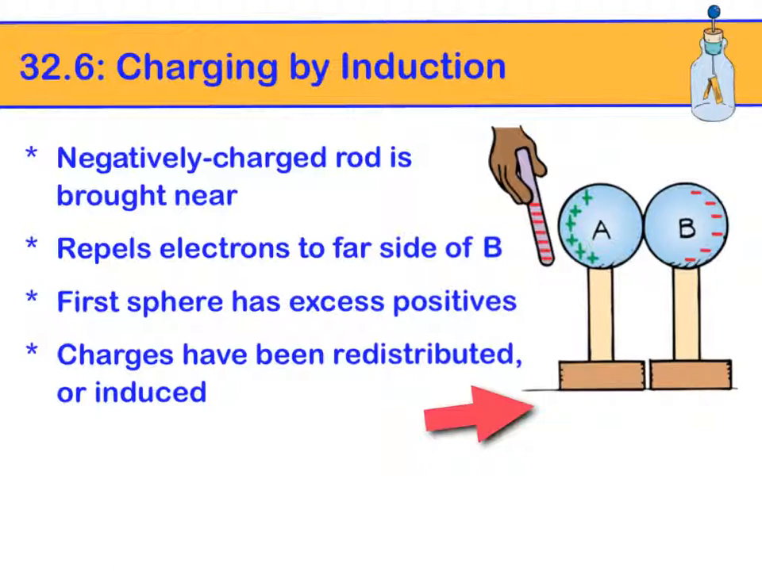Inside those spheres there were already some positive charges and some negative charges, but they were balanced. Now when we bring that negative rod near the spheres, notice it repels all the negatives to the opposite side of sphere B. And all the positives are attracted, right? Opposite charges attract, so the positive charges are attracted to the close side. We say that those charges have been redistributed or induced.